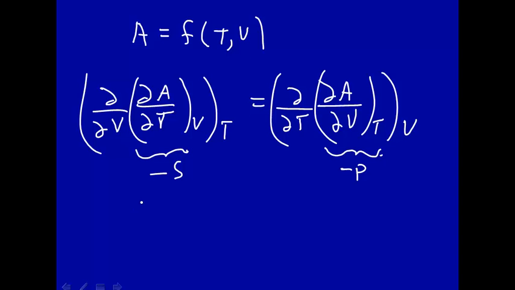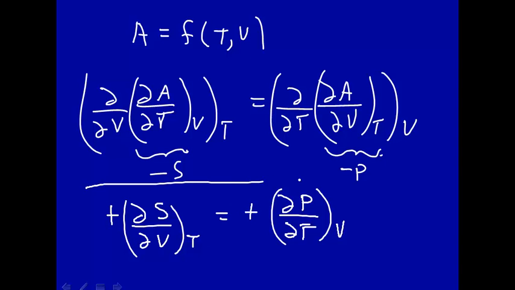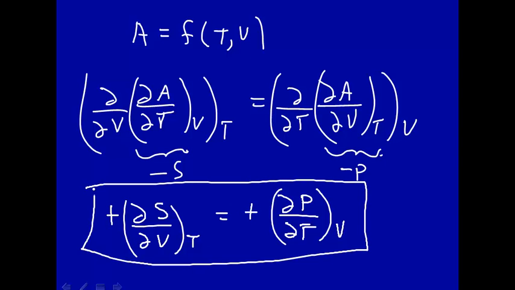So another Maxwell relation is how entropy changes with volume at constant temperature is minus how pressure changes with temperature at constant volume. Let's put a plus sign just to make that easy. A third Maxwell relation, that's kind of cool.